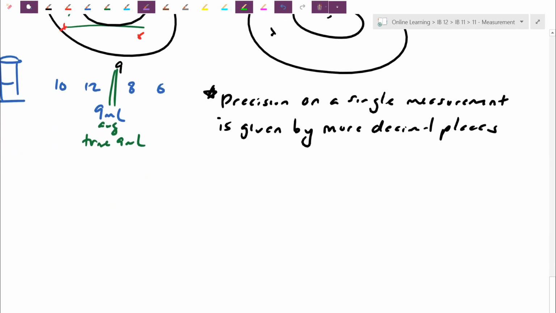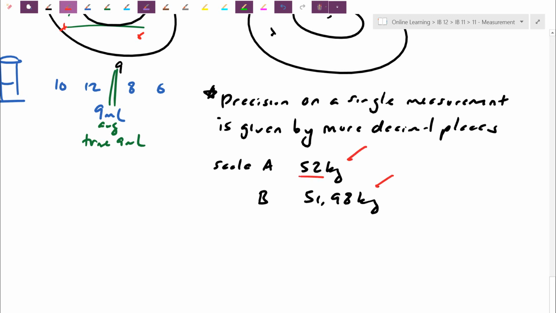So for example, if I had two scales, scale A, weighing a mass here, one scale reads 52 kilograms. Scale B reads 51.98 kilograms. Even though I've only stepped on the scale once. I stepped on scale A, it said 52. I stepped on scale B, it says 51.98. I've only thrown the dart once. Technically, I have not done any trials. I haven't asked the person, step on A again, step on B again.